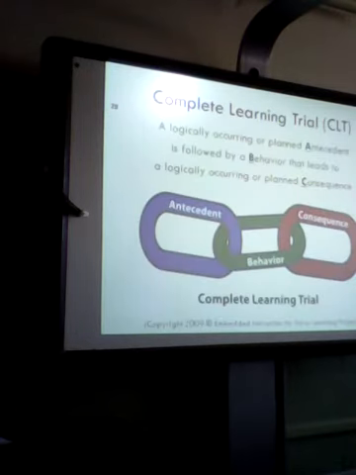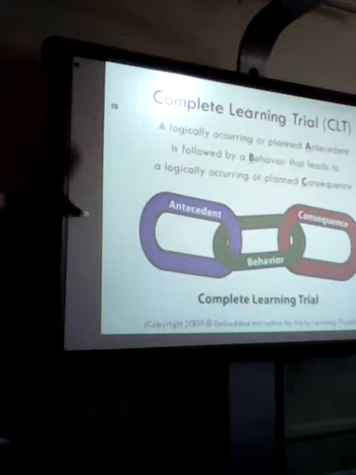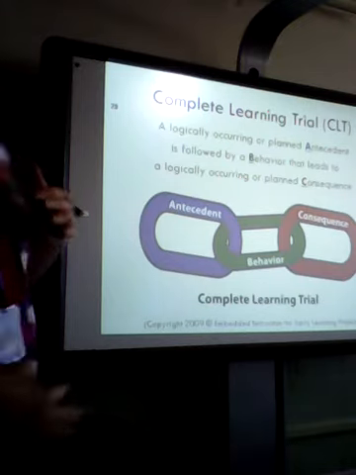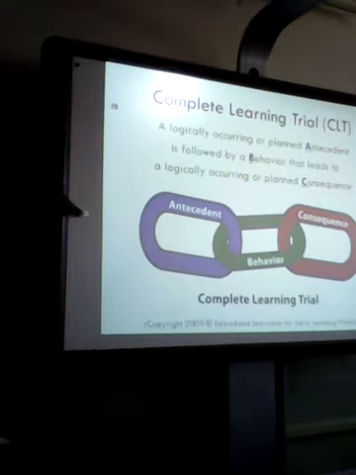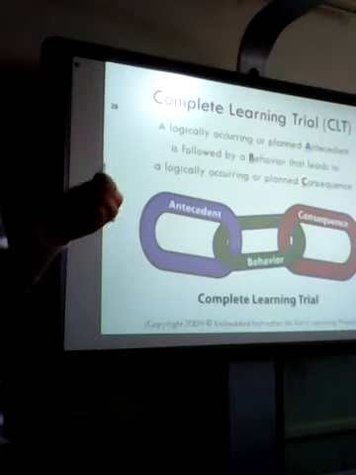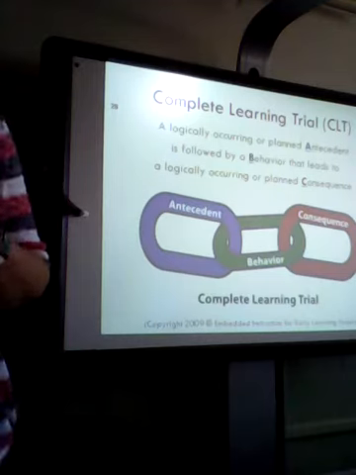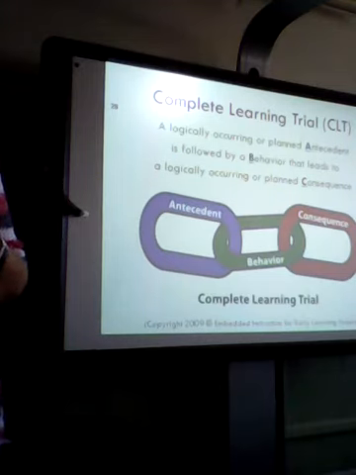So next we're going to talk about complete trial learning. Complete trial learning is a logically occurring or planned antecedent, which is followed by a behavior that then leads logically to a logically occurring or planned consequence. So it's really three parts that always need to be there. I know we think about this in terms of behavior when we're doing an FBA, but I'd like to think about this in terms of learning.